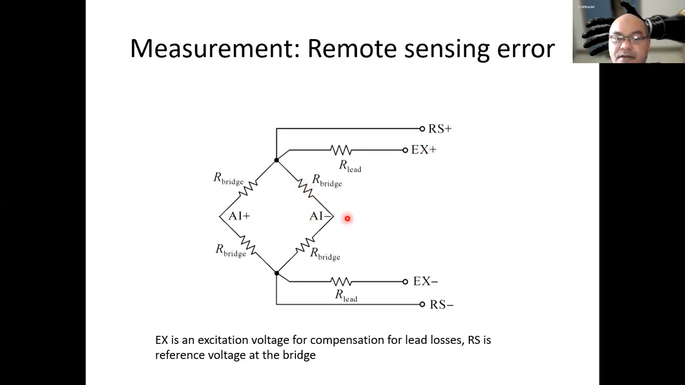For example, you have one of the sensors here, either 1 or 2. Then this bridge is connected far away from the reference voltage RS, so that you compensate for the lead wire. You put this excitation voltage to compensate the lead losses. So that ideally, when there is no stimuli, the difference AI plus minus AI minus equals 0, which we call the null or null balance condition.